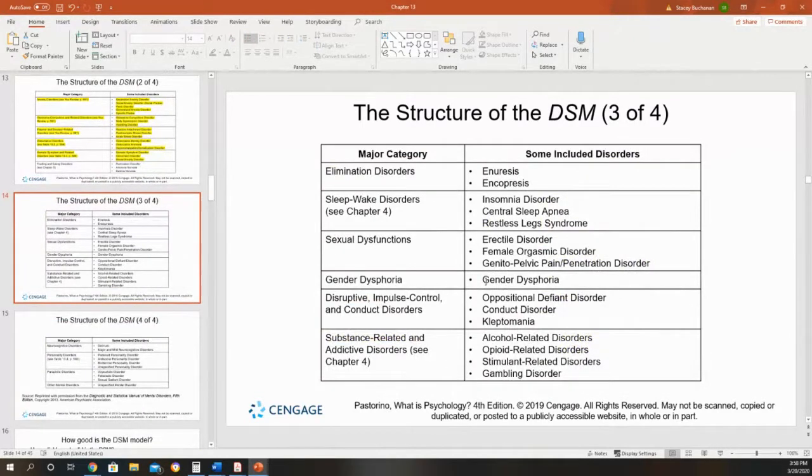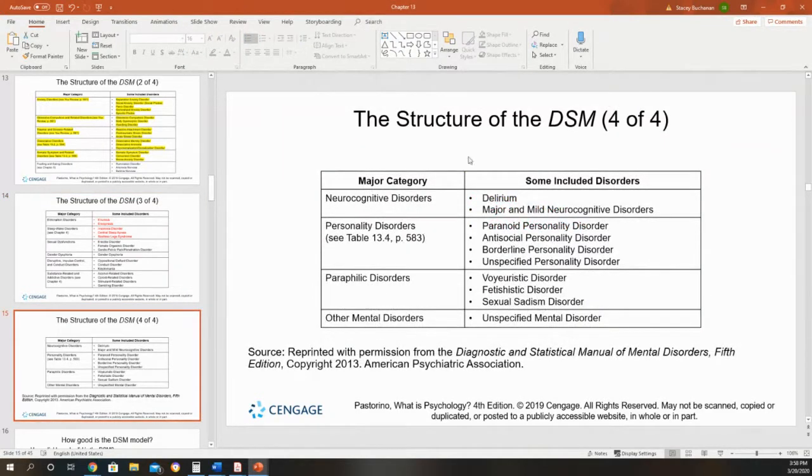We don't really talk about any of these. We actually have talked about these before, in chapter 3, sorry, chapter 4. We're not going to talk about the sexual dysfunctions, gender dysphoria, or any of the impulse control disorders. We talked a little bit about substance-related and addictive disorders. We're not going to talk about the paraphilic disorders either. But we are going to talk about personality disorders.